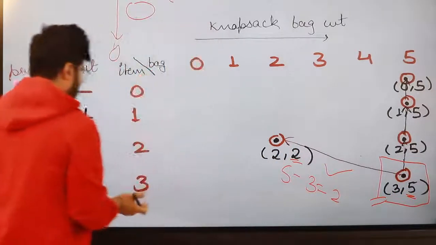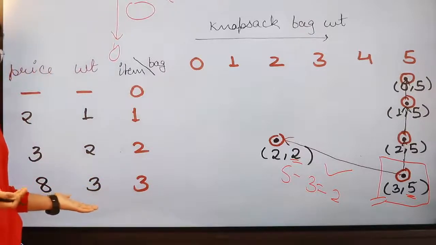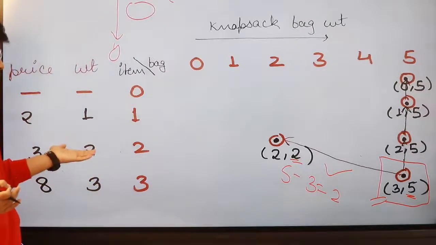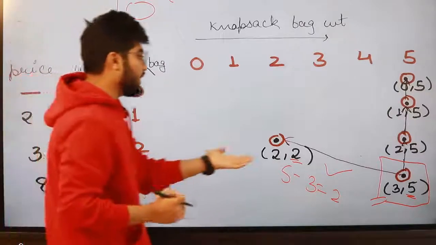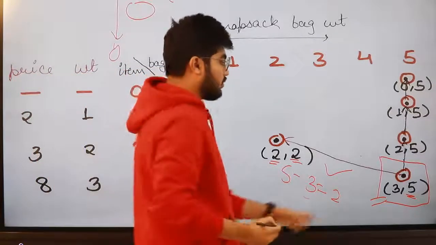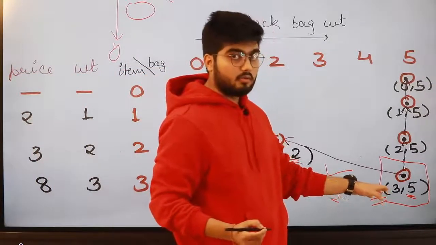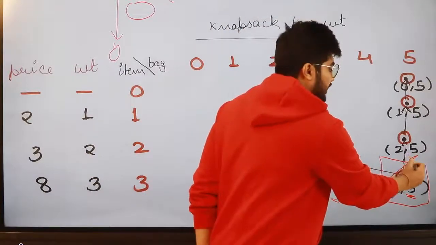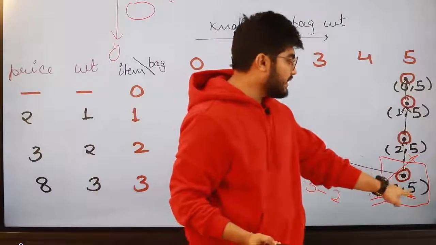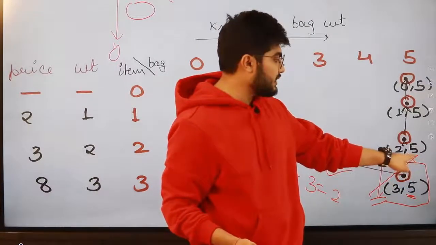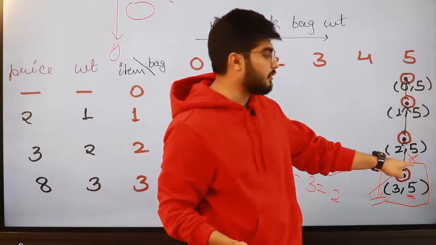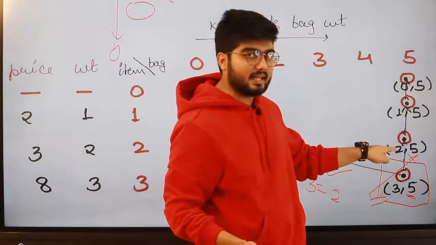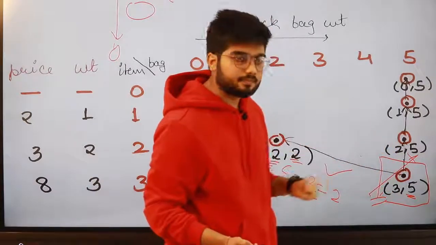And since we have already included this item and we are done with this item, we'll check the next item, which is our item number 2. Now, or what we may do, we may not include this item in the bag. If we don't include this item, then our 5, the capacity of the bag, will remain the same, and we'll move towards the next item, that is from 3 to 2.